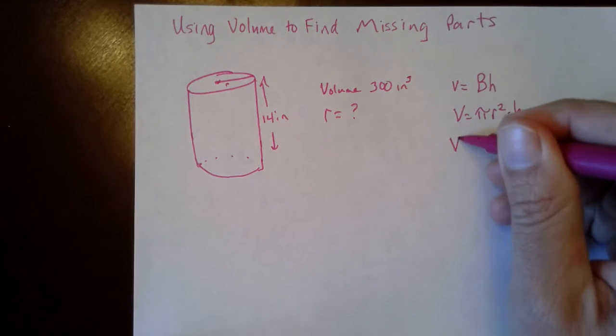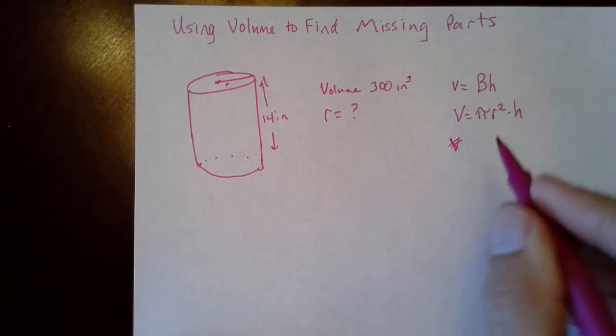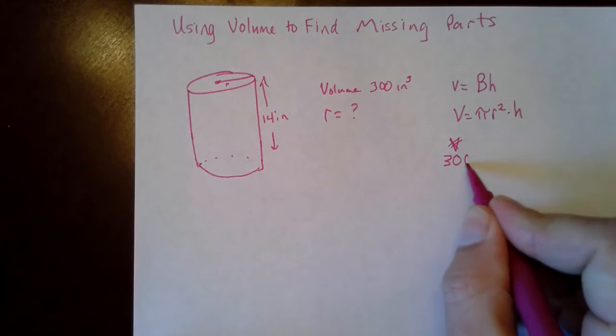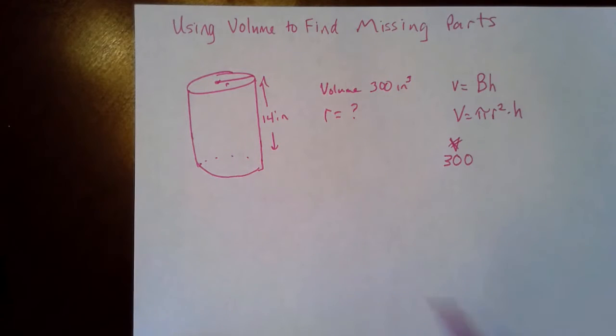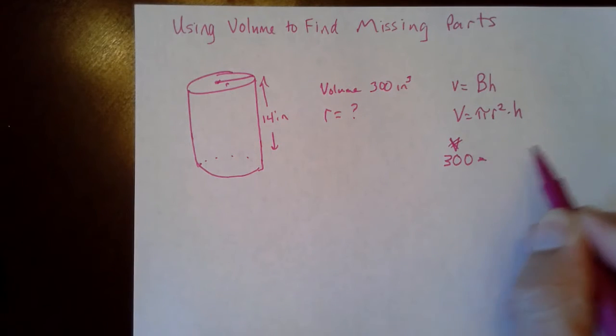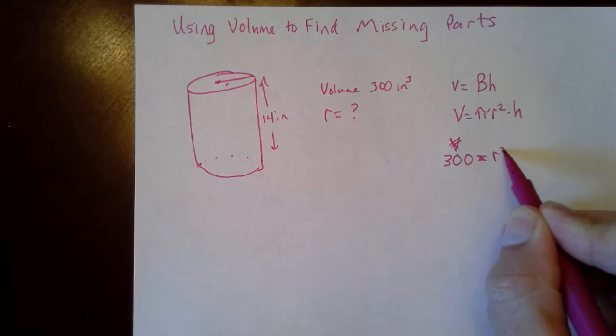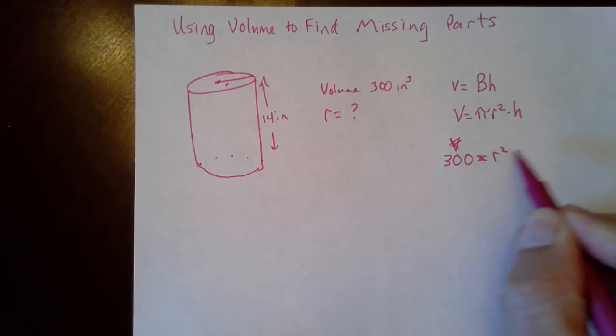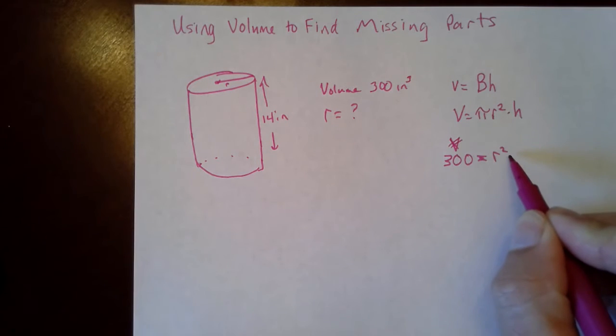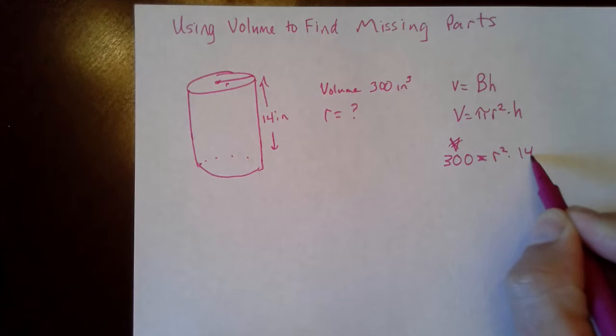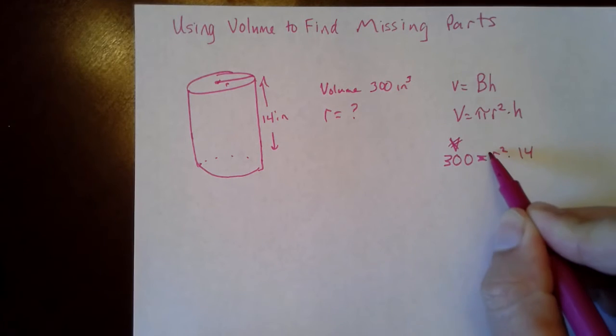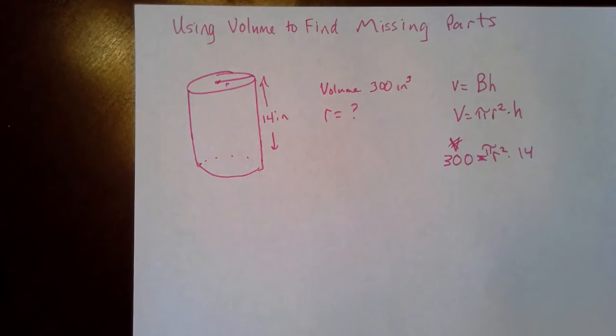What I'm going to do now is plug in what I know. I know the volume. The volume is actually 300. I'm just going to use the value. I'm not going to plug in the units when I'm using the equation. My radius squared. My radius is what I want, so I'm going to leave that as an R, and my height is 14. And then I have to plug in my pi, which I forgot to plug in there.